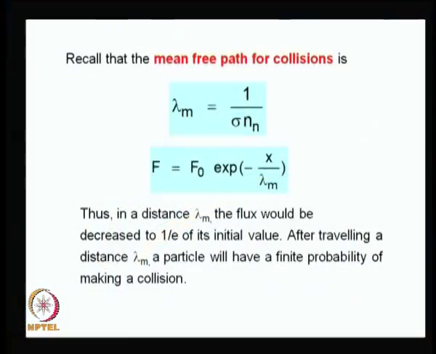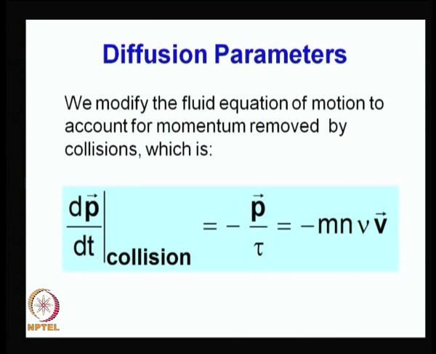So, what does this equation tell us? It tells us that in a distance lambda_m, the flux would be decreased to 1 upon e of its initial value. After travelling a distance lambda_m, a particle will have a finite probability of making a collision. Such equations you have come across in radioactive decay, as well as in radiation biology, where it gives you the depths to which electromagnetic radiation can penetrate biological systems. But that is a different story. Now, having understood the collision parameters, we come to the diffusion parameters and we define the diffusion coefficient and mobility.